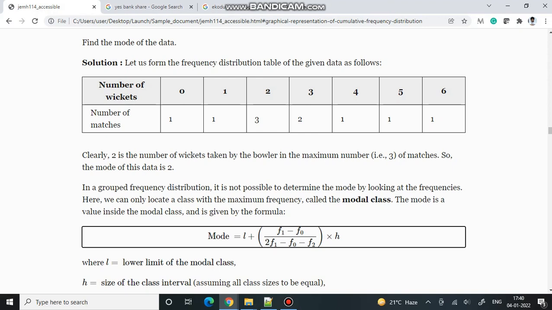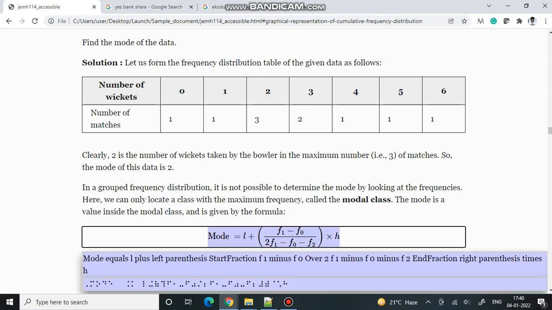Now if I press the enter button again, "Mode equals L plus left parenthesis start fraction F1 minus F0 over 2 F1 minus F0 minus F2 end fraction right parenthesis times H." So what it has done is it has generated alt text for this and also the braille output for this. Now if your braille display is connected, then you can touch your braille display and see what is written on the screen, and it has also been spelled out by the screen reader.